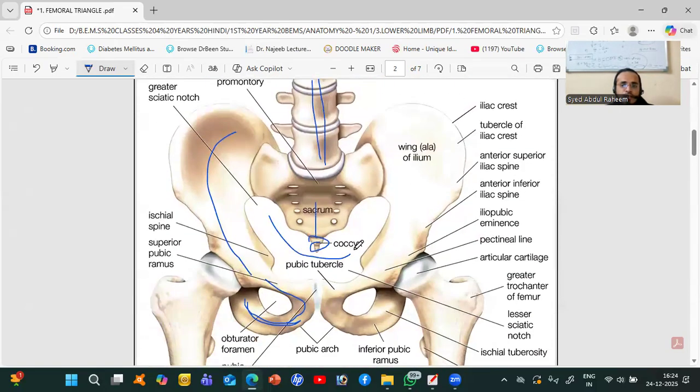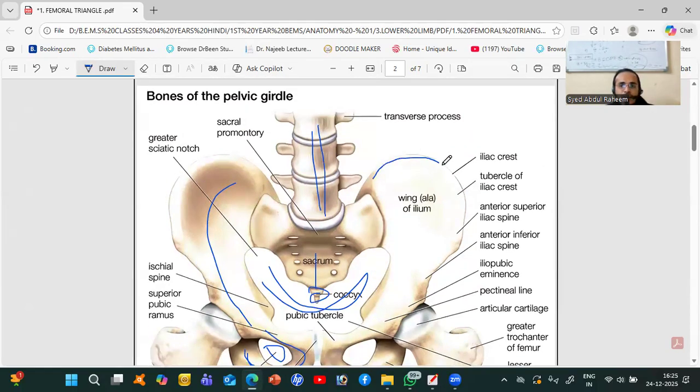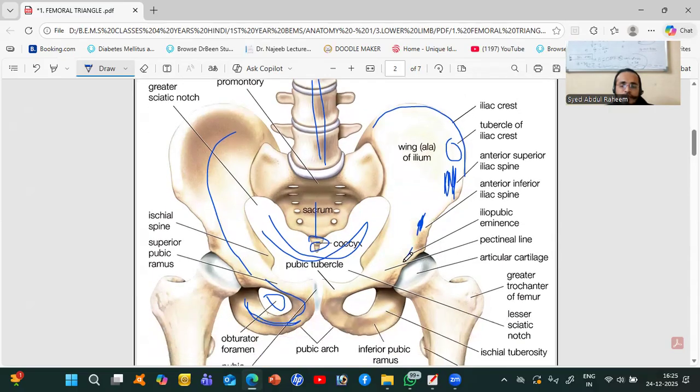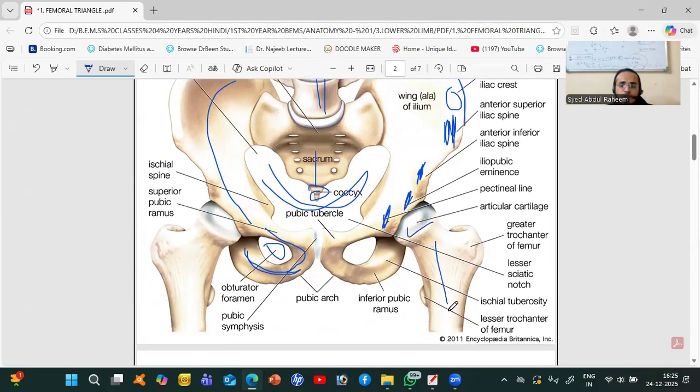This is the greater sciatic notch. This is the lesser sciatic notch. And this is called the iliac crest, very important. This is the tubercle of the iliac crest. This is the anterior superior iliac spine. This is the anterior inferior iliac spine. This is the iliopubic eminence. This is the pectineal line. This is the articular cartilage. This is the femur bone.